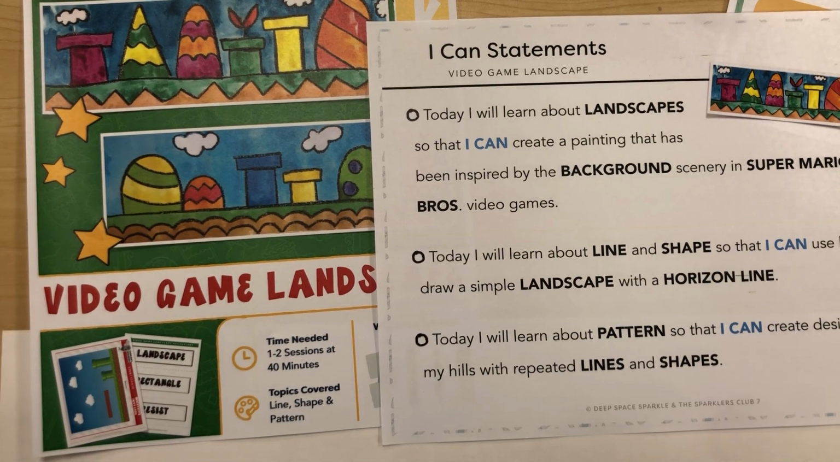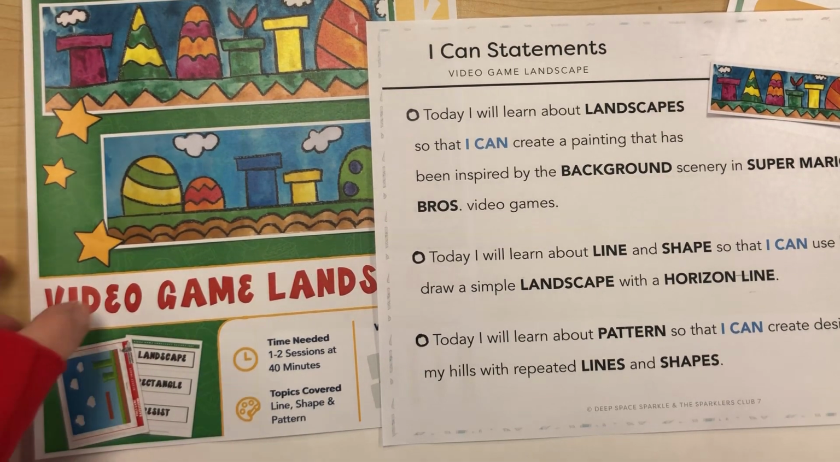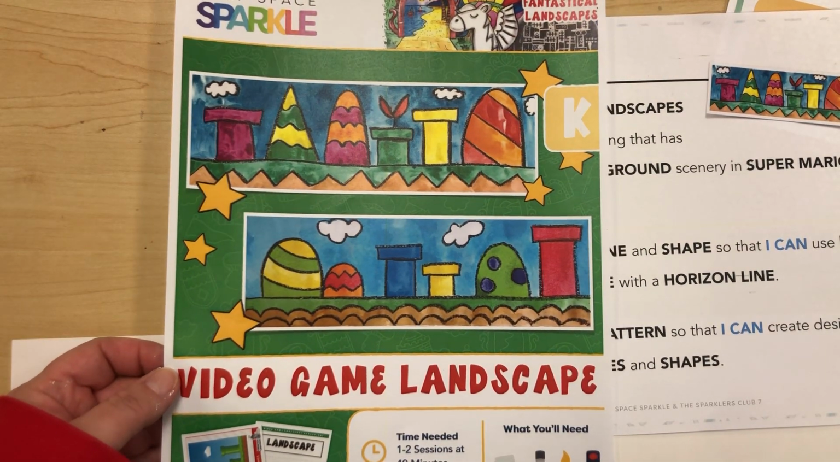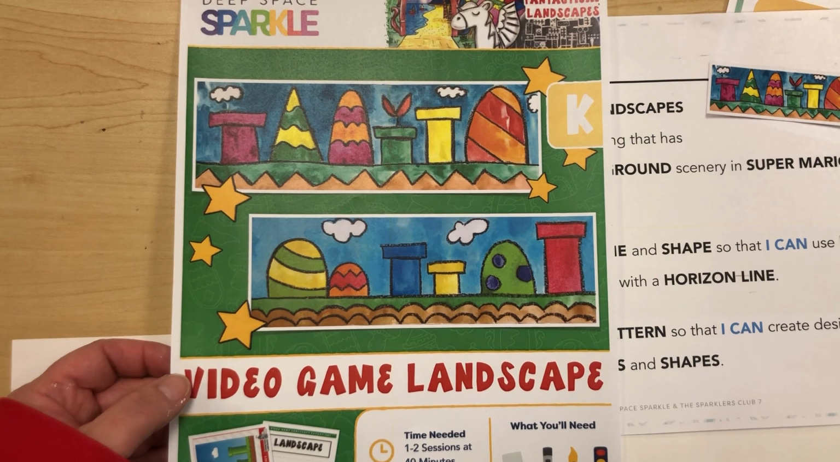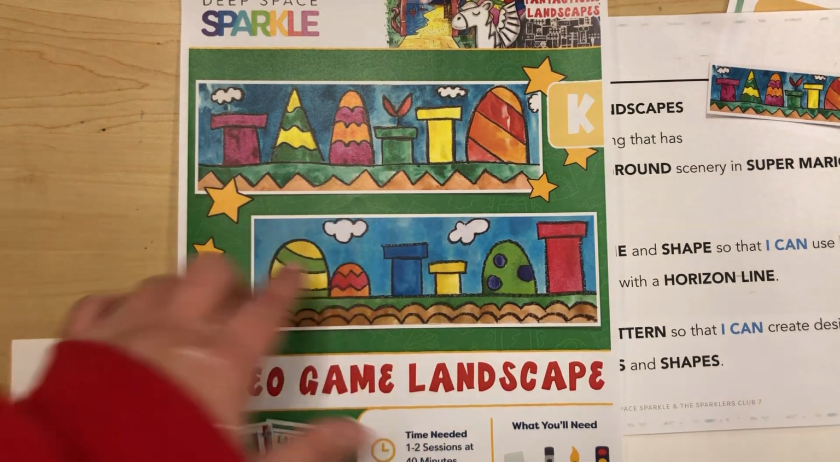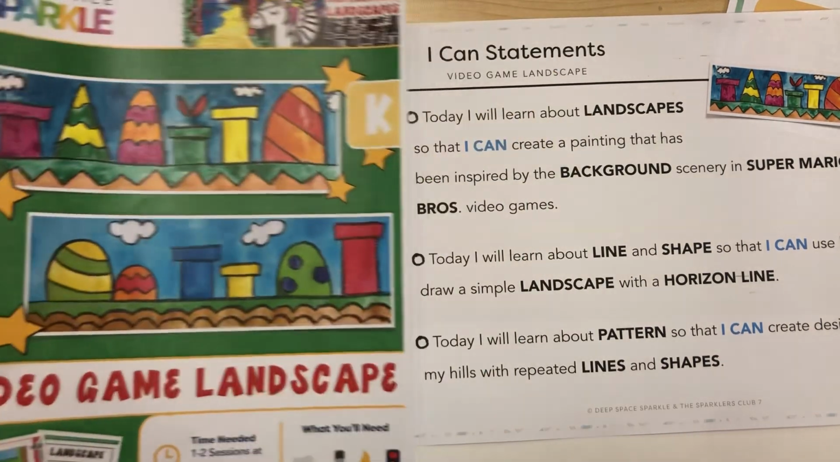Okay, so today we are going to be creating our very own landscape based off of a video game, Super Mario Brothers, which is obviously very famous, and you can probably hear the music in the background. So we're going to create something like this, so very, very simple shapes.